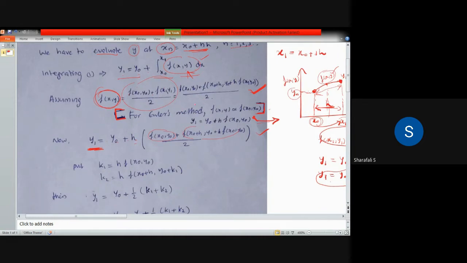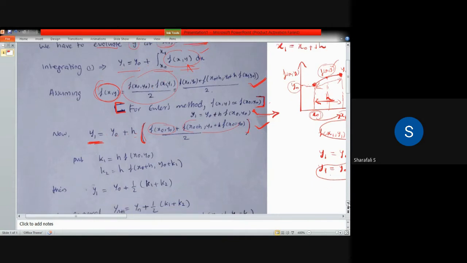In that case also, you have to just consider this term in this bracket as a constant. Then consider integral x0 to x1 dx as h, and then you'll get this result. So this is the equation that you have to use in the case of the Runge-Kutta method.